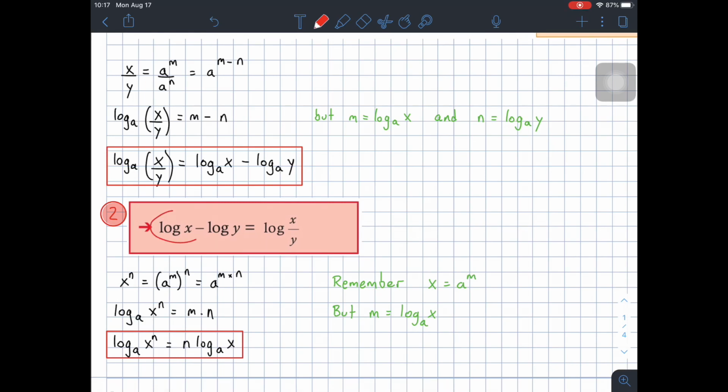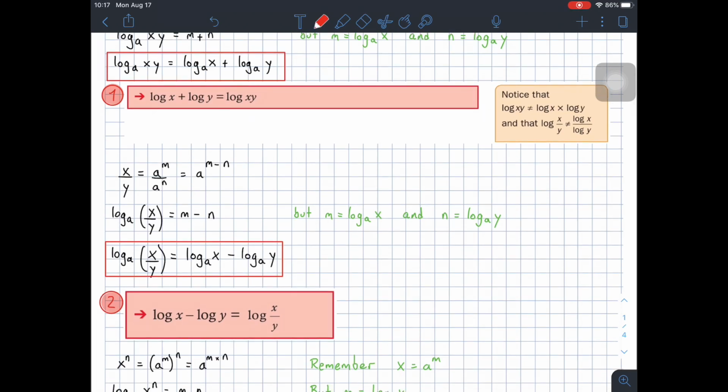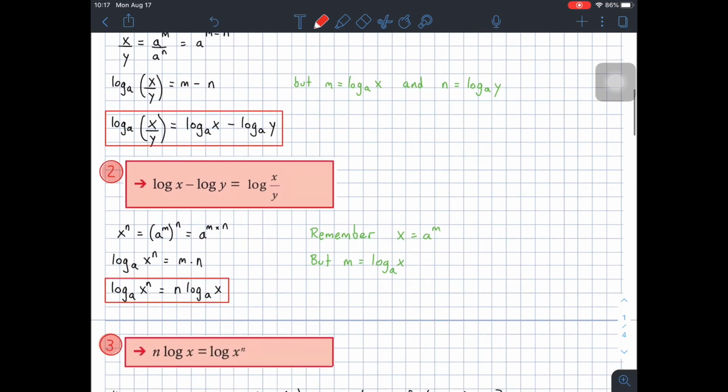If I have log of x minus log of y, I can join both into one single logarithm where the arguments are being divided, okay? That's exactly what we deduced from this demonstration. So once again, the bases must be the same in order to join them into one single logarithm. The first law is when we have an addition of two logarithms and we join them by multiplying the arguments. And whenever we have a subtraction between the logarithms, I can join them by dividing the arguments, okay?